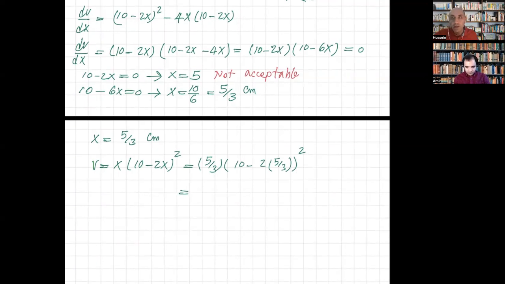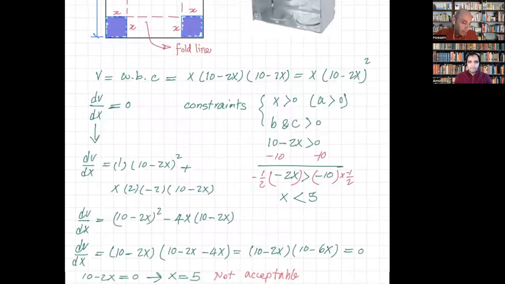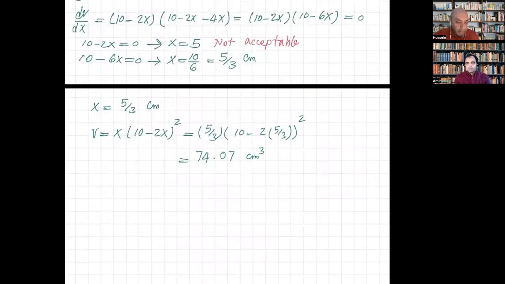I can help with it. You have a calculator? Yeah. Okay, the answer is 74.07, and the unit is cubic centimeter because of the units from the beginning. That's the volume. So the maximum volume of this box is roughly 74 cubic centimeters.